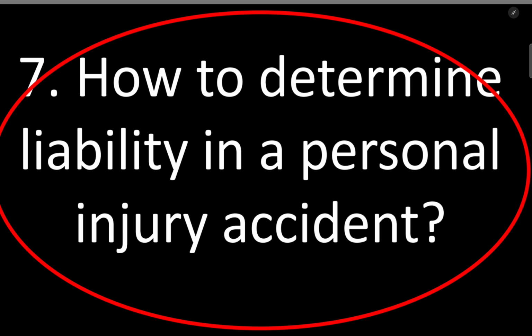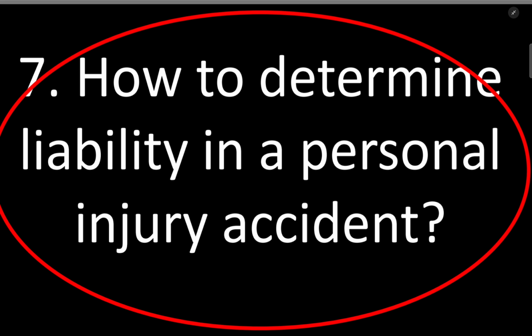Step 4 is investigate the circumstances. Understanding the context and circumstances surrounding the accident is crucial in determining liability. You will need to consider the scene. What exactly happened at the scene of the accident? Did the responsible party follow the law, or were they distracted, careless, or reckless?